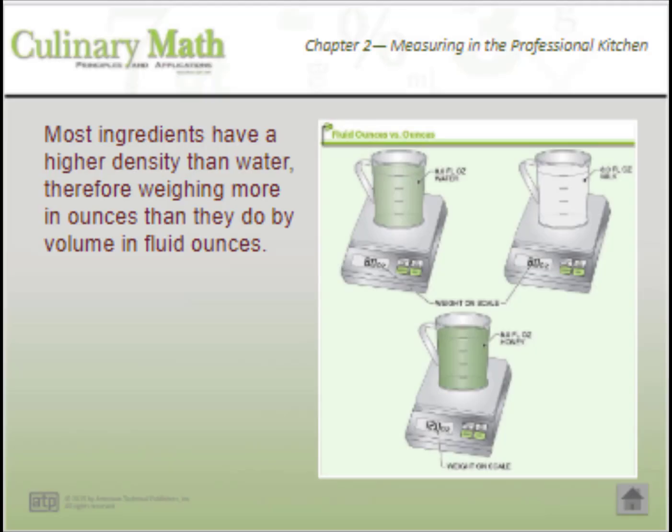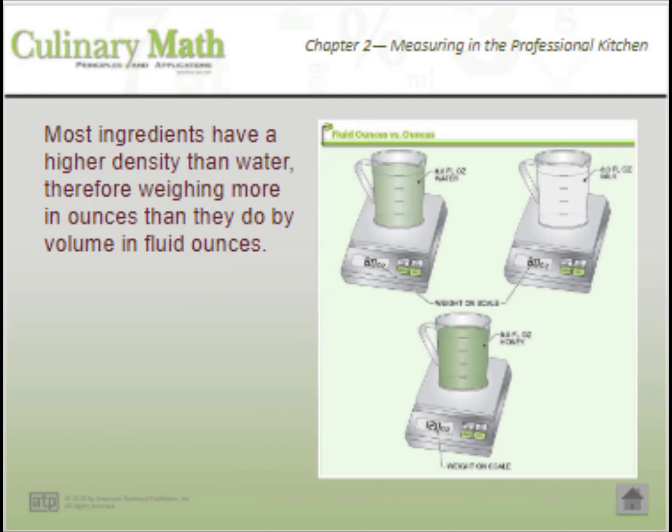Most ingredients have a higher density than water, therefore weighing more in ounces than they do by volume in fluid ounces. Density is a measurement of how much a given volume of a substance weighs. Ingredients often mistaken as having the same density as water include honey, molasses, and various types of syrups.